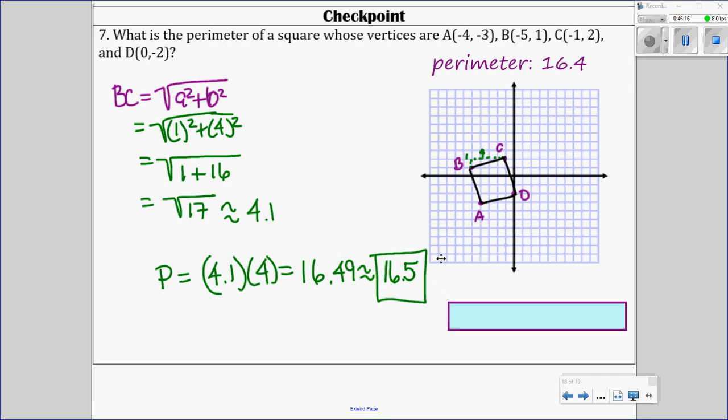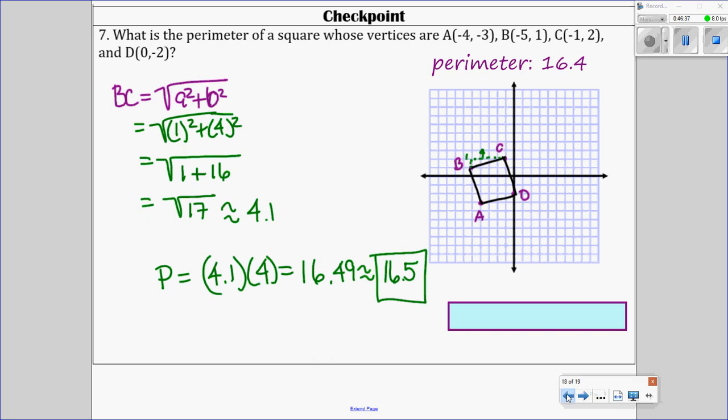So again, notice how, pay attention. You read, look for clues, because I know some of you would have tried to find all the distances for each side. Why waste your time? This square has 4 equal sides. Find one of them, multiply by 4, and get your answer.